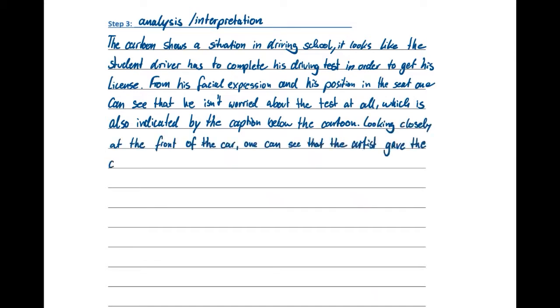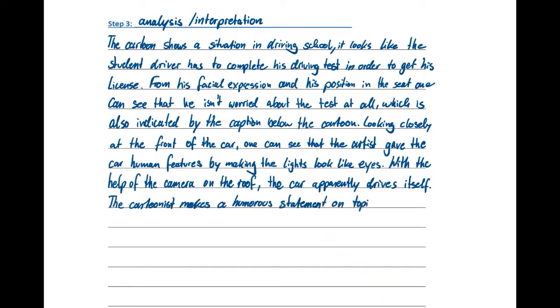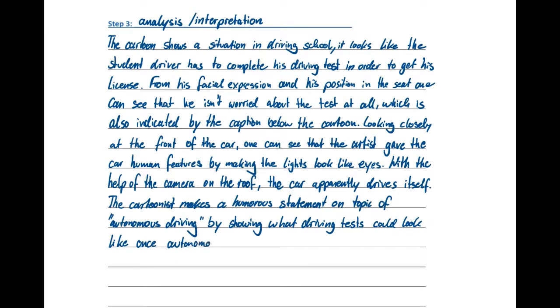Looking closely at the front of the car, one can see that the artist gave the car human features by making the lights look like eyes. So that's my interpretation of these eyes that the car has. With the help of the camera on the roof, the car apparently drives itself. So this is an interpretation, okay? You cannot be sure about this, but it looks like it. The cartoonist makes a humorous statement on the topic of autonomous driving by showing what driving tests could look like once autonomous driving becomes reality.